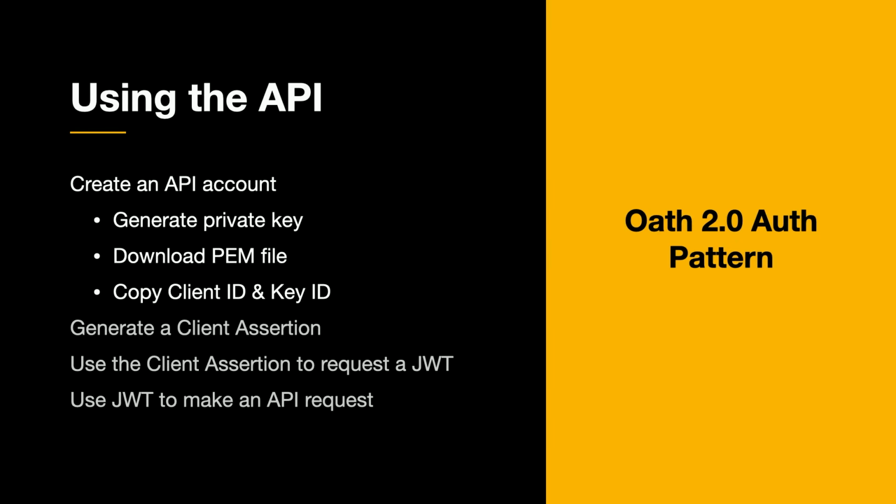Okay, it uses OAuth 2. So the flow here is going to follow this pattern. You will create an API account in Apple Business Manager. That will generate the private key. You get a PEM file downloaded to your computer that contains the private key. You'll also need the client ID and the key ID from Apple Business Manager to do that.